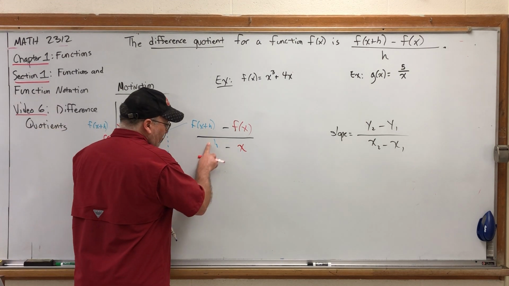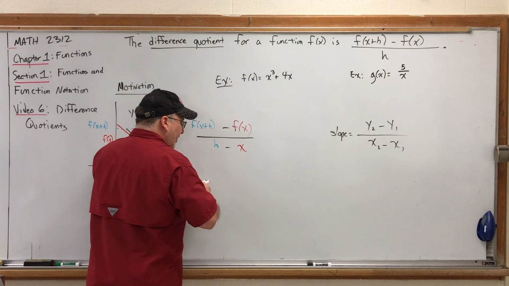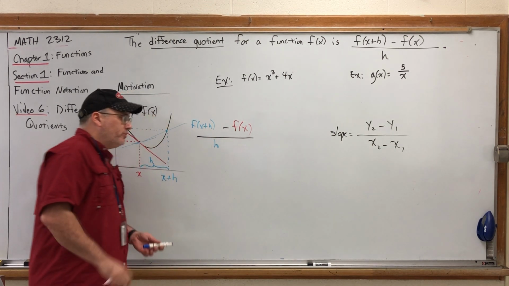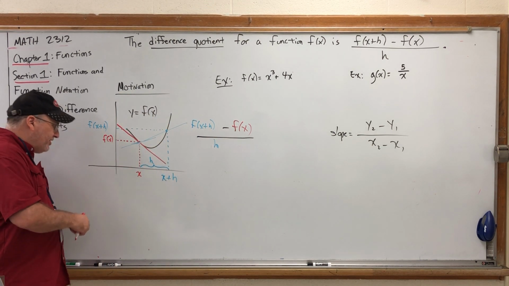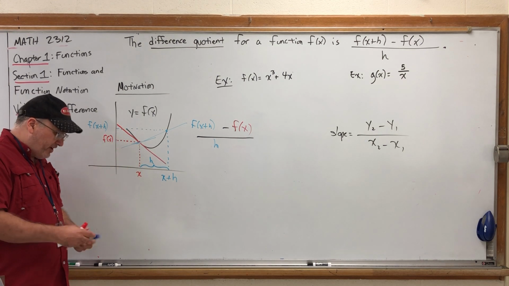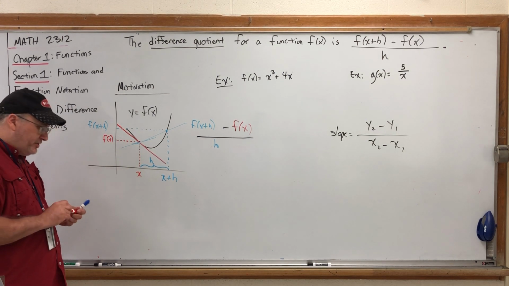Calculate the slope, the x's down here cancel, and you're left with the expression called the difference quotient. Now, how does this answer the question, what's the slope of the red line? Well, this is where it becomes a calculus problem.